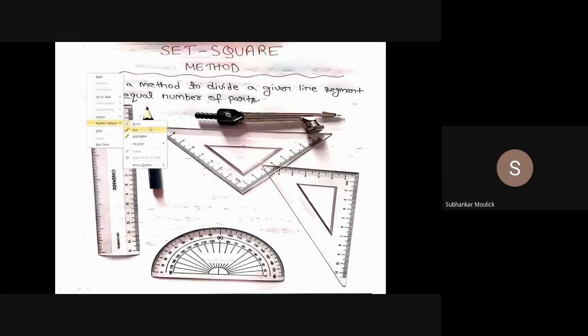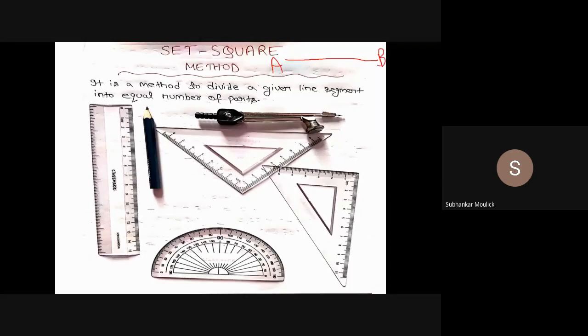The same given line, I am just changing the question. The same line segment AB of length 10 centimeter. Now I want to divide this line into 7 equal parts. Then each equal part is equivalent to how many centimeters? 10 by 7. Can anyone calculate and tell me the exact value of 10 by 7? 1.42 centimeter.